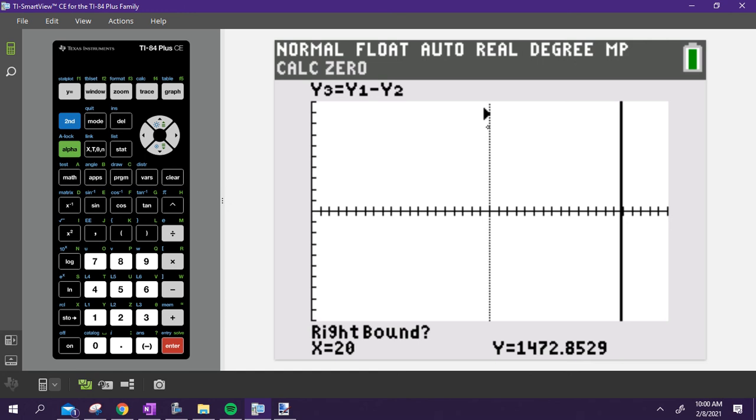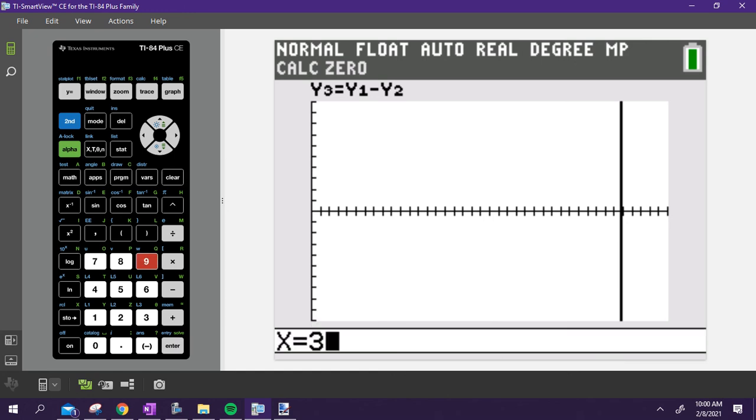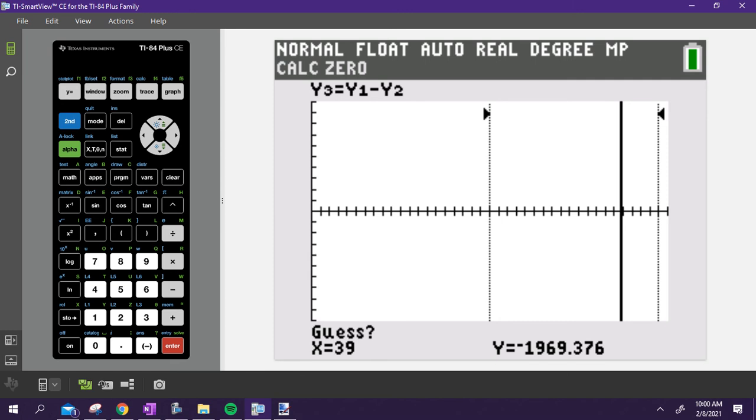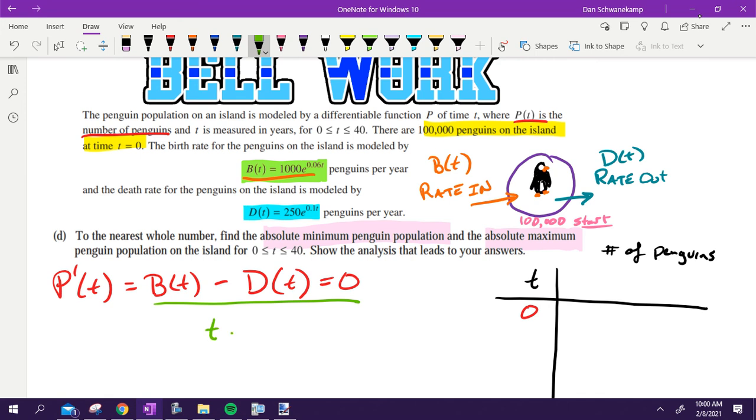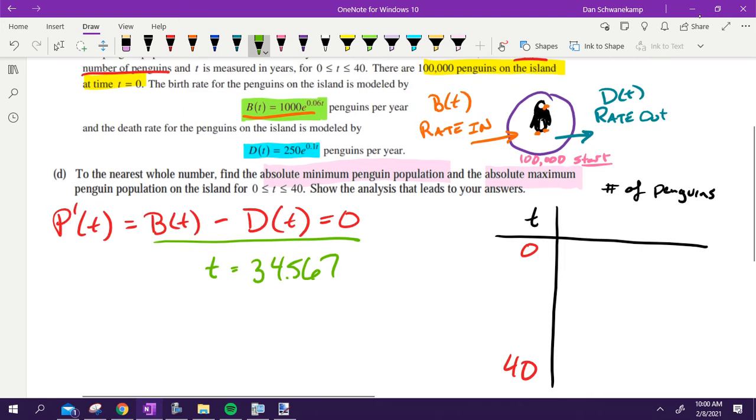Notice that it draws my little arrow up here, or for my updated calculator, I got a line. I need a number that I know is to the right of that line. 40. I'm going to go 39 just so we can actually see the number. So it says right bound. You can just type in the number 39. Hit enter. Cool. There's my arrow right there. Yep, it's definitely in between it, so I'm going to hit enter again. There is my answer, 34.657. That is my T. 34.657. That is my critical point.